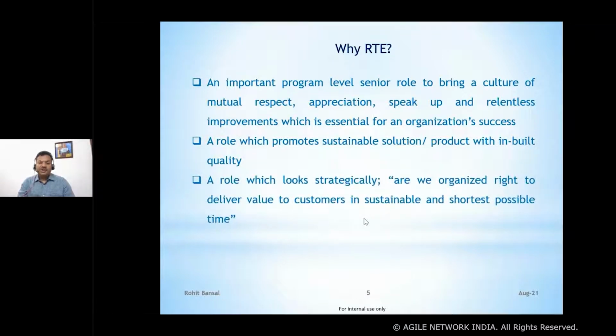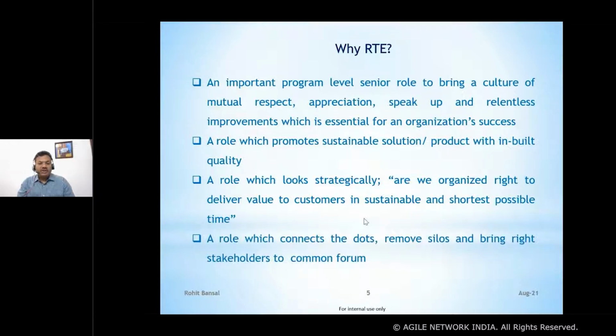This role looks strategically at whether we are organized right to deliver value to the customer in the shortest possible sustainable lead time. What it means is looking at organization structure, how work flows, and trying to understand what needs to change to improve the flow, to reorganize people if required, so that as an organization we are able to deliver value to the customer in sustainable and shortest possible time.